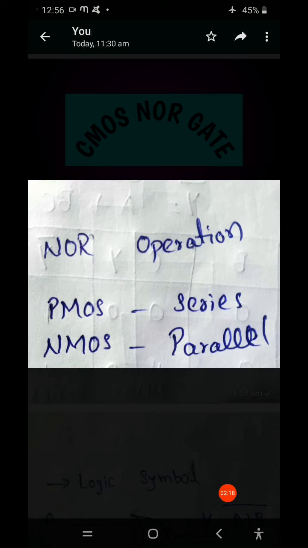Next, in the CMOS NOR gate, the PMOS transistors will be connected in series, and the NMOS transistors will be connected in parallel. PMOS in series, NMOS in parallel. Now we'll see that.